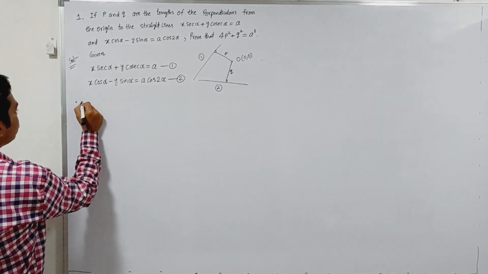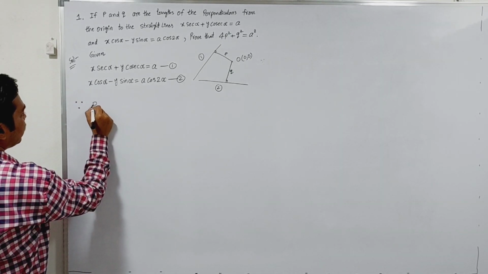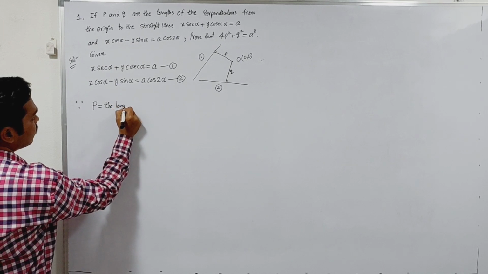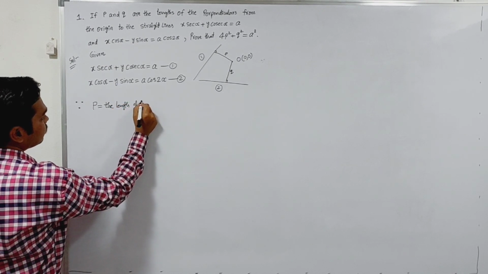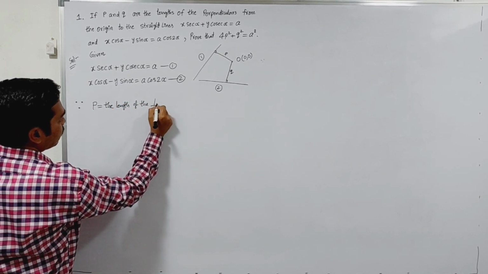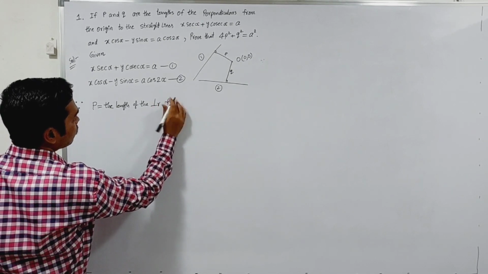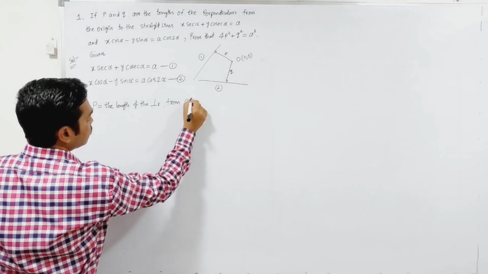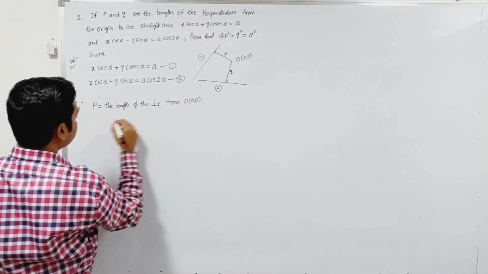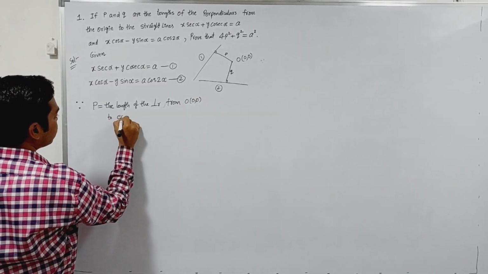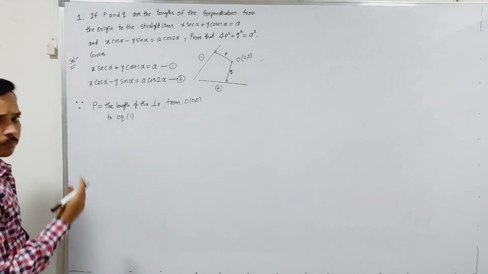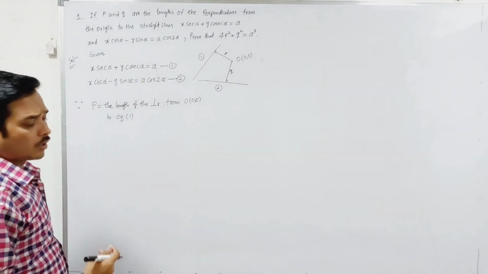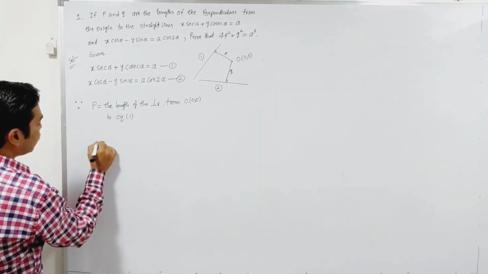In this problem, since P is the length of the perpendicular from the origin (0, 0) to equation 1. Here P is the length of the perpendicular from the origin to equation 1. Now apply the formula. What is the formula?